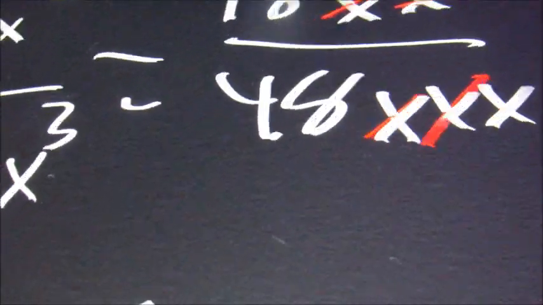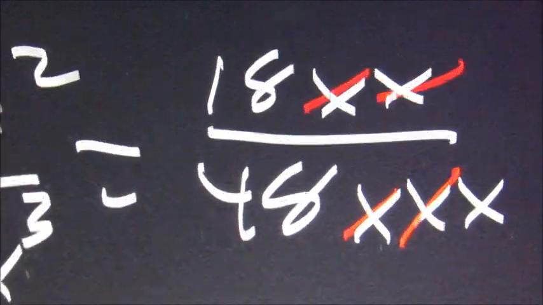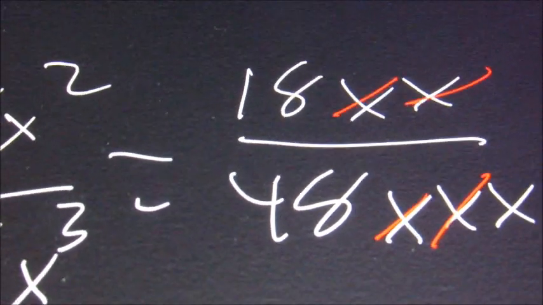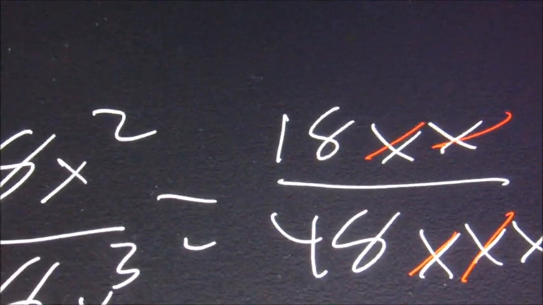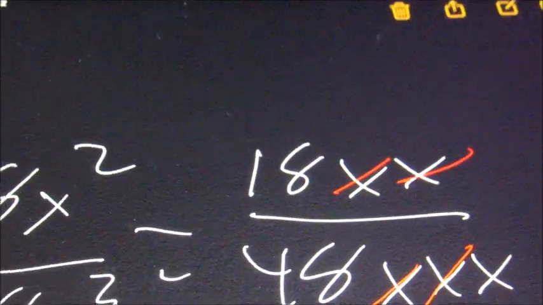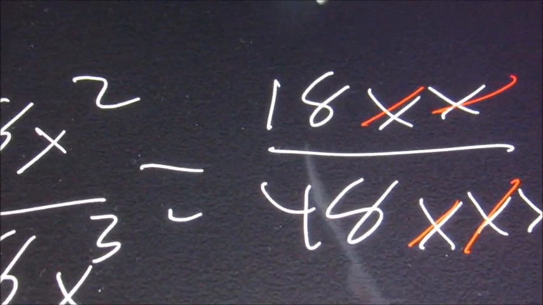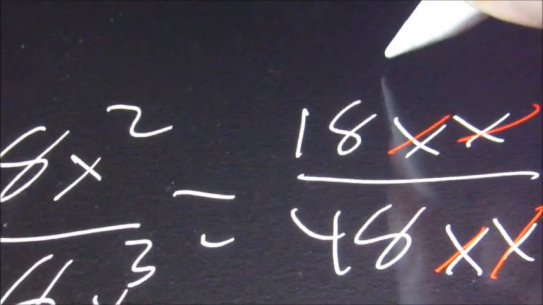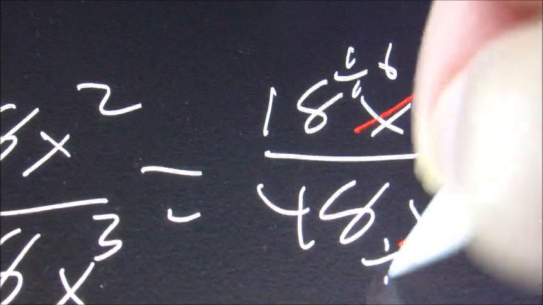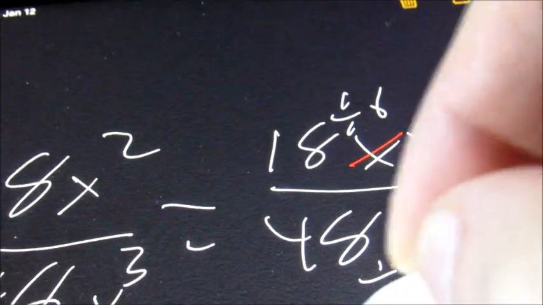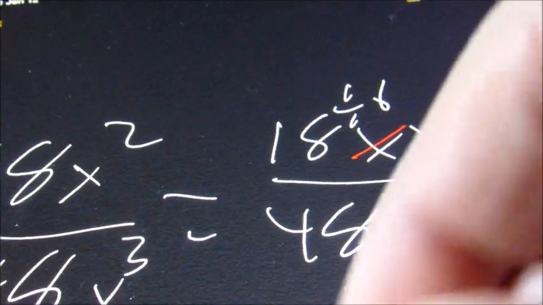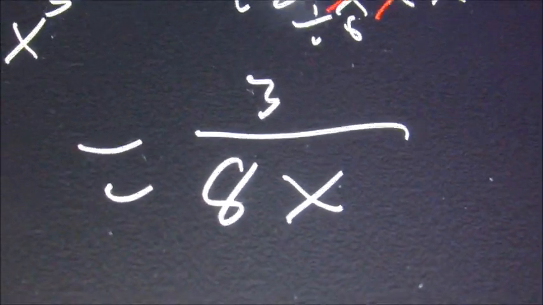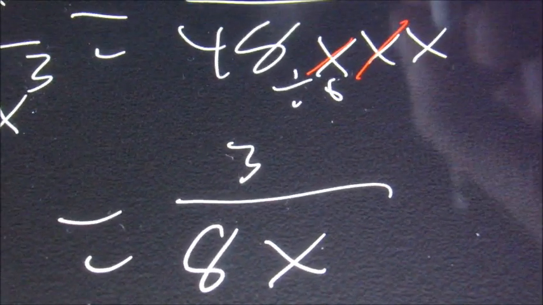And what number will divide into both 18 and 48? We could use 6. So I'm going to divide this by 6 and this by 6. We're going to get 3 on top, 8 on bottom, with the x also on the bottom. So 3 over 8x. Next, let's do one that has both x's and y's.